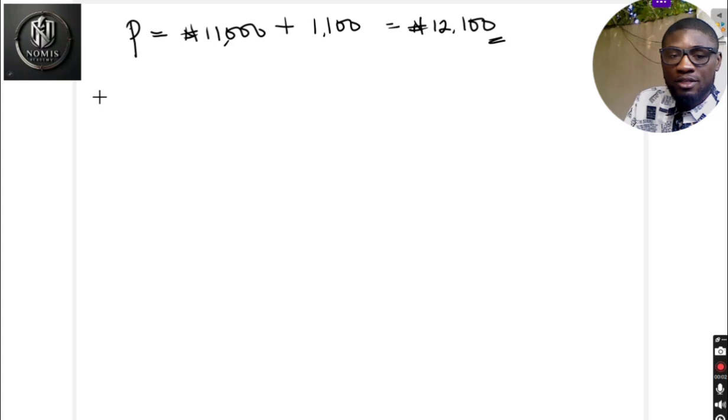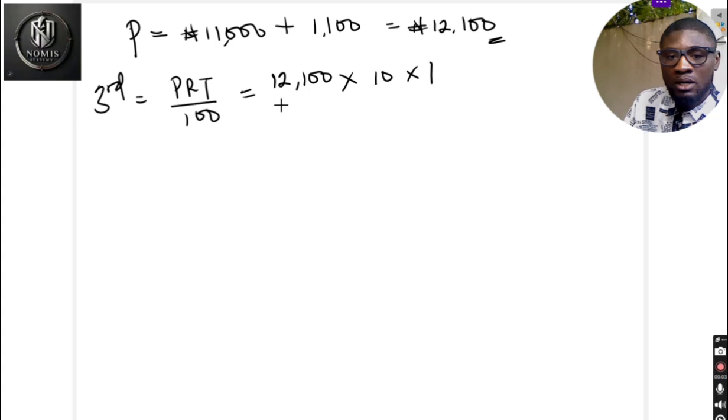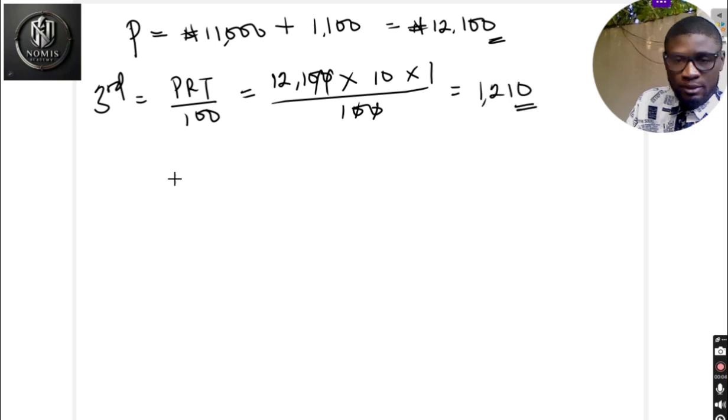So for the third year, PRT over 100 is equal to the simple interest, and the principal now is 12,100 multiplied by the rate 10 multiplied by 1 all over 100. So 0 cancels 0, 0 cancels 0. I'm left with 121 multiplied by 10, which is 1,210, correct. So this is the interest earned in the third year.